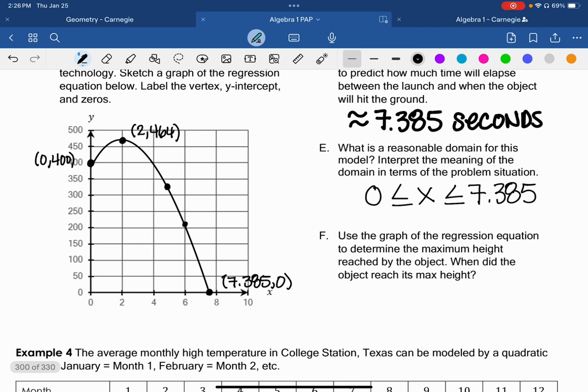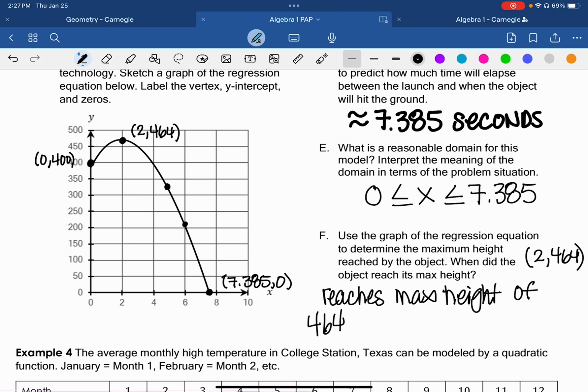All right, now let's use the graph of the regression equation to determine the maximum height reached by the object. When did the object reach its maximum height? So the maximum height would be considered right here at this point, which is my vertex, my maximum of my parabola. What this means is that it reaches the max height of 464 feet after 2 seconds. Or you could say after 2 seconds, it reaches a maximum height of 464 feet.